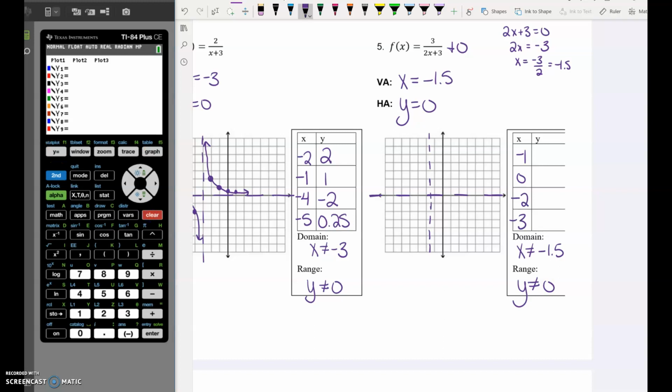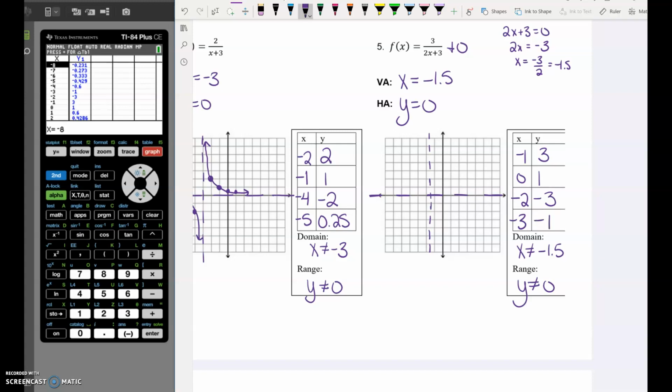So if I put this graph in here, 3 divided by parentheses 2x plus 3, we can see it on the graph. Go into our table, -1, 3, 0, 1, -2, -3, -3, -1. So -1, 3, 0, 1. If you wanted to put more points on, you could. -2, -3, and -3, -1. So draw in that hyperbola.